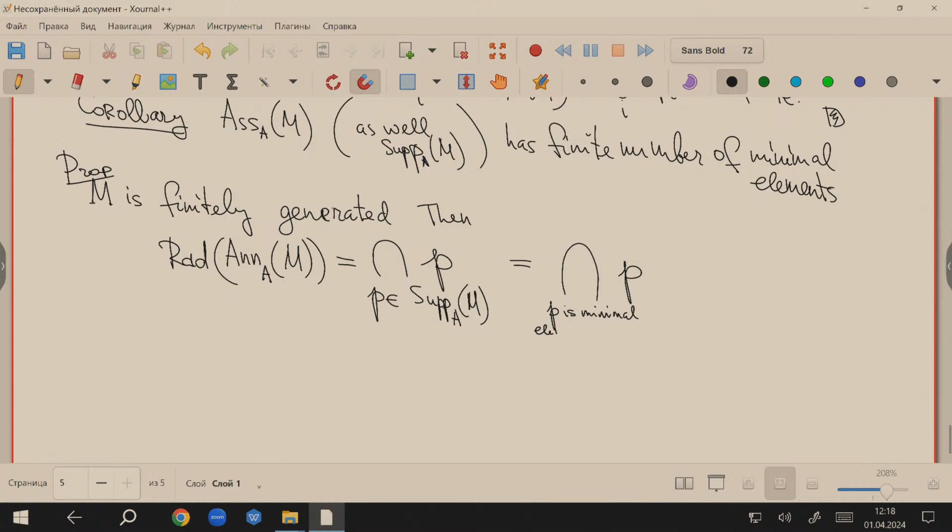Element in the support. And notice that now, what is the benefit that this is a finite intersection? Because the minimal elements of the support are finite. So finite intersection.